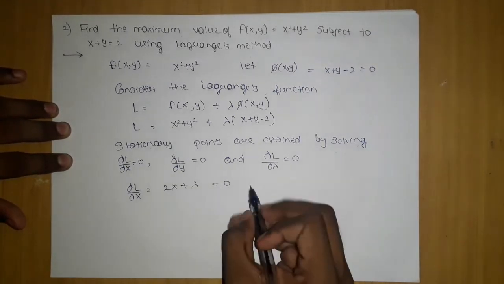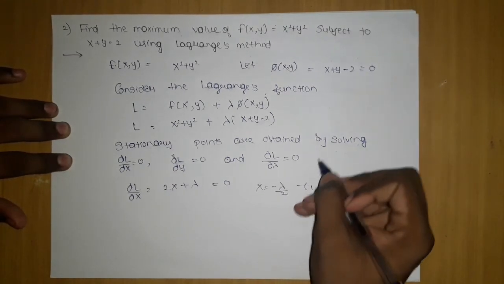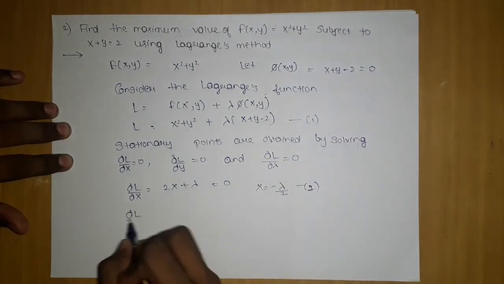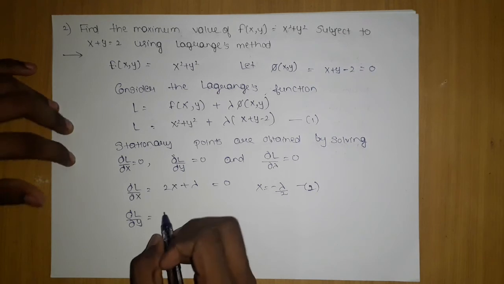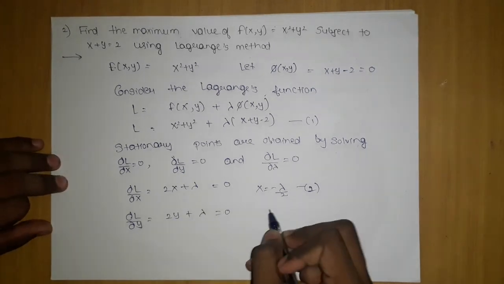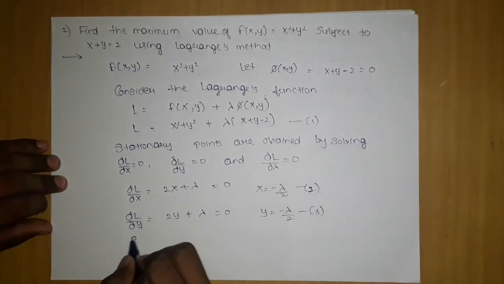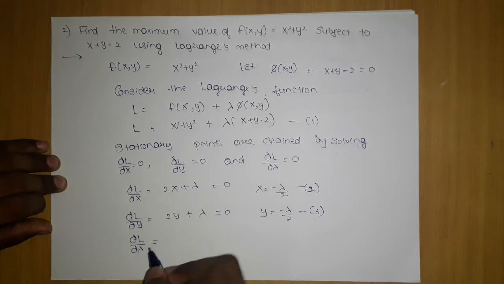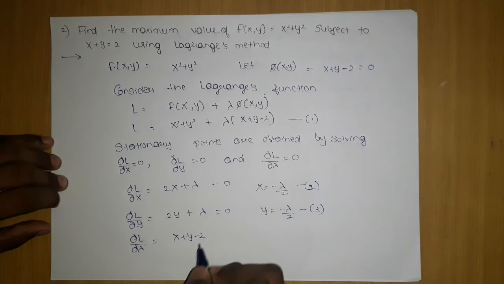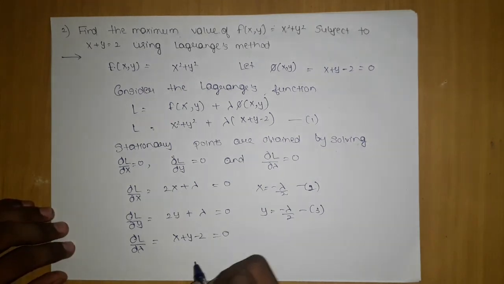Can I get my x value? Yes, x equals minus lambda by 2, which I will call my second equation. Similarly, dou L by dou y equals 2y plus lambda equals 0. Therefore y equals minus lambda by 2, which is the third equation. Dou L by dou lambda is nothing but x plus y minus 2, and this should be equal to 0.